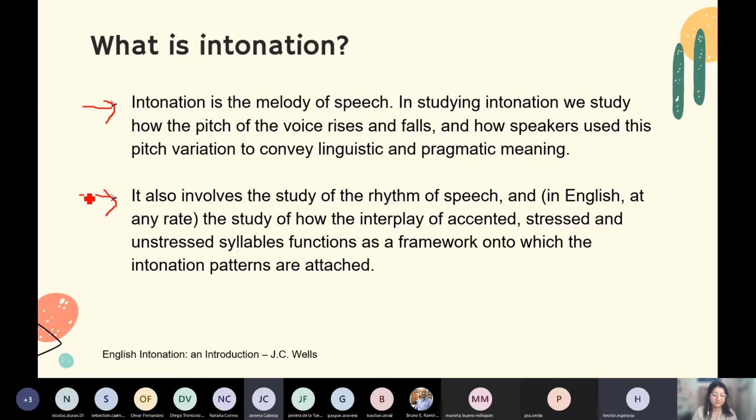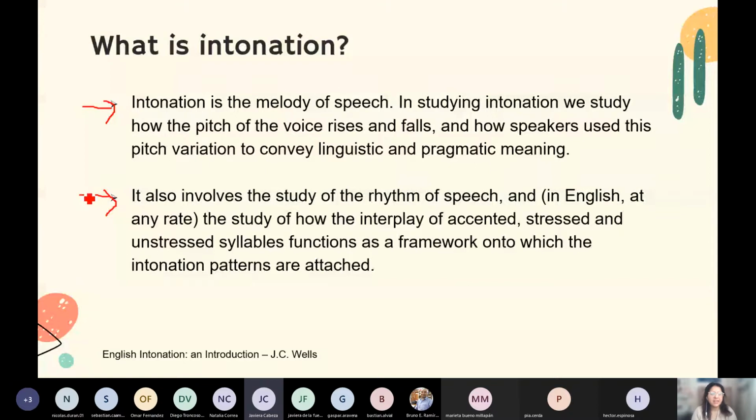It also involves the study of the writing of speech, and in English at any rate, the study of how the interplay of accented, stressed and unstressed syllables function as a framework onto which the intonation patterns are attached.